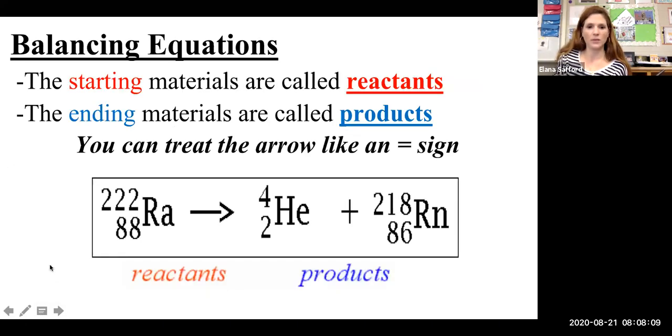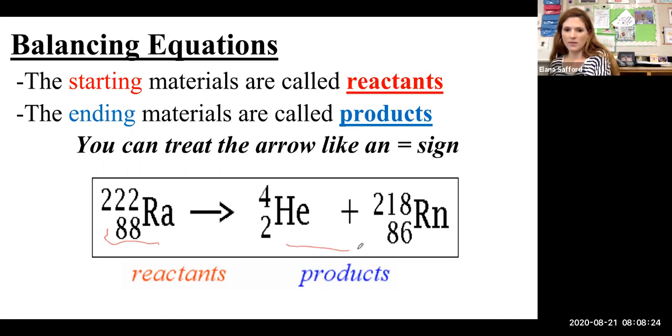So the starting materials are the reactants. So where you start, what you're putting into it. So here are your reactants. These are our reactants. These are my products. And instead of thinking of this as an arrow, think of it as an equal sign. And then it is a little more easy to think about it like algebra, right?